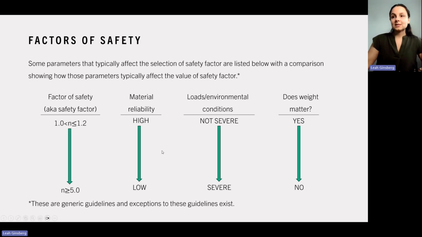But all of this is generic guidelines, and there are many exceptions to these guidelines. Please do not take this as the final word on safety factors that you implement in your specific application. Make sure you're talking to experts in that particular area before you make any final decisions on the value of your specific safety factor. And there are other considerations that you may need to take into account for your particular design.